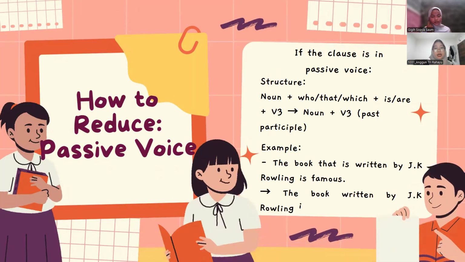The next is how to reduce a passive voice. If the clause is in passive voice, the structure is noun plus who or that or which plus is or are plus past participle. We reduce it to noun plus past participle. For example, the book that is written by J.K. Rowling is famous becomes the book written by J.K. Rowling is famous. That's all from my explanation.